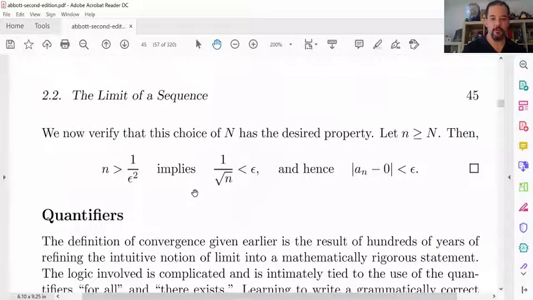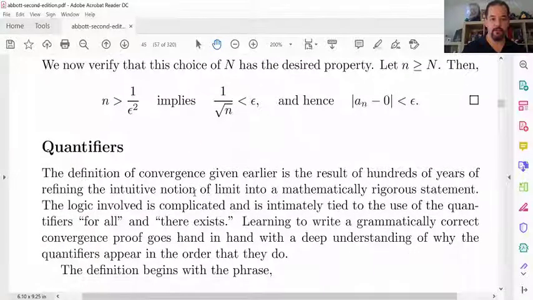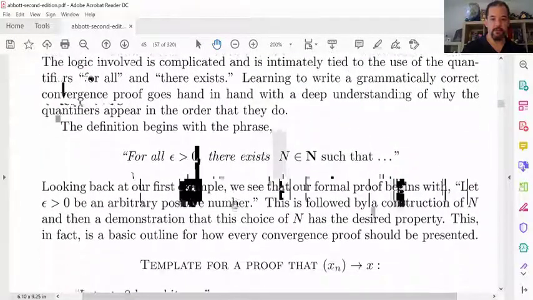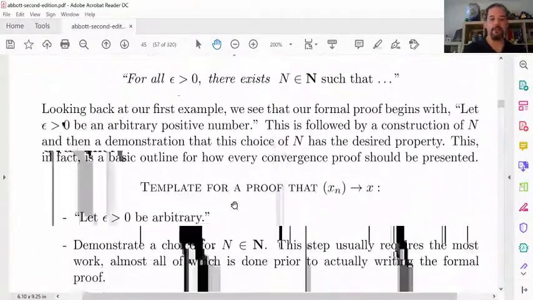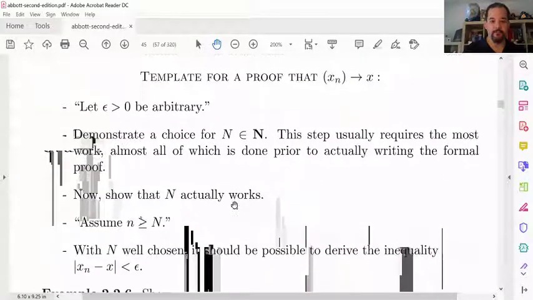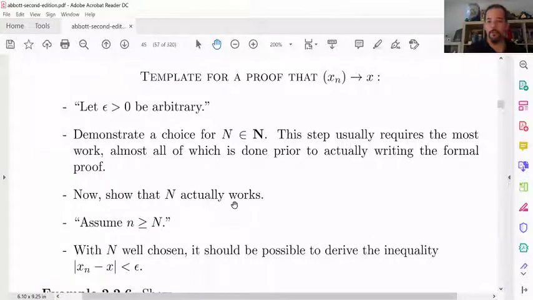Good. 45, and here it is. It says template for a proof that xn approaches x. And here it is. Your proofs should all look like this. You will always start with let epsilon greater than 0 be arbitrary. Then this is a harder step.